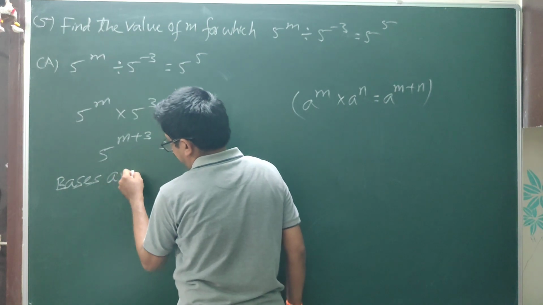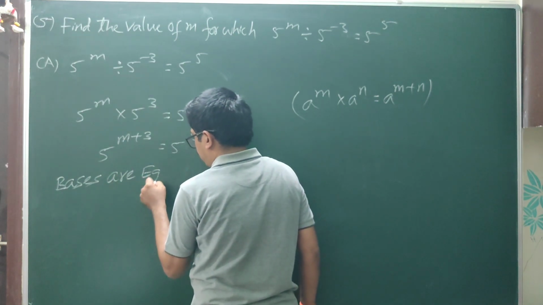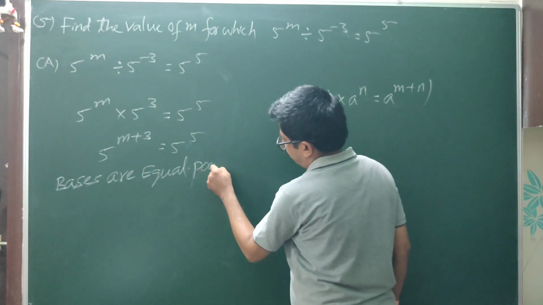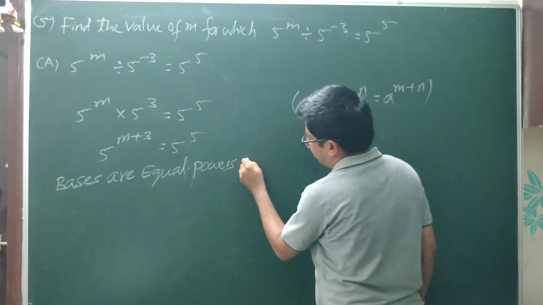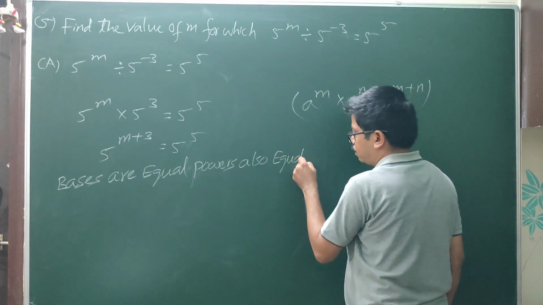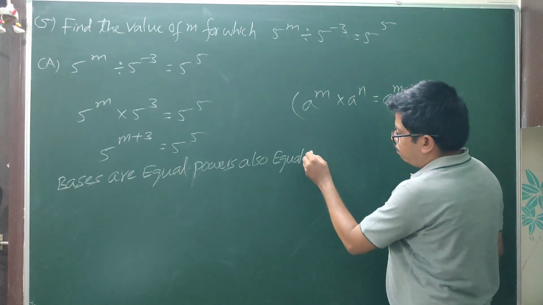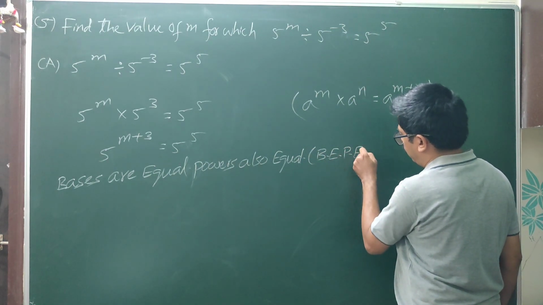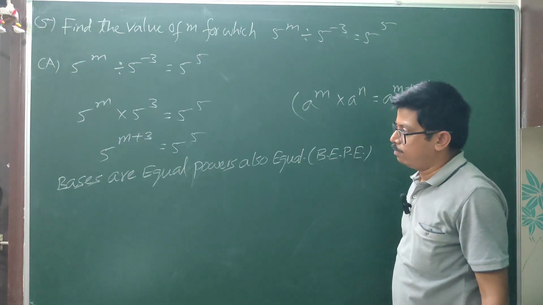bases are equal, powers also equal. We write it simply as B, E, P, E in abbreviated form sometimes.